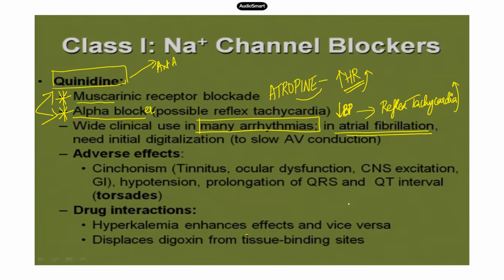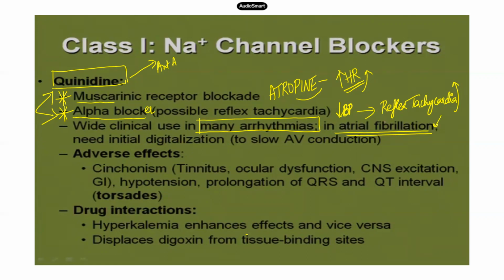Now, this pathological thrombus could get ejected into the systemic circulation, causing infarction in tissues. And if that pathological thrombus reaches your brain, it could result in stroke. So that is the reason why atrial fibrillations are quite dangerous. And that is where your quinidine comes into the picture.